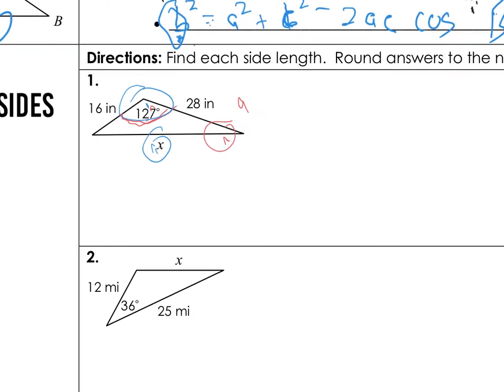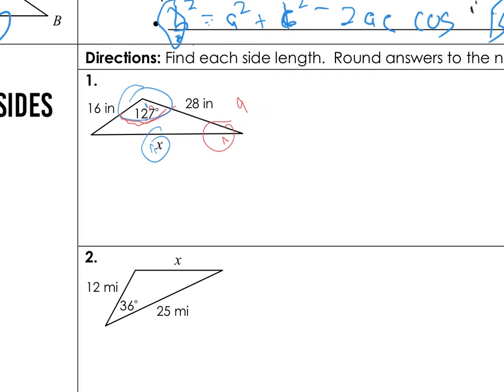So when I write this out, I don't care what you call the sides, A, B, Z, it doesn't matter. I'm going to do this. This is the side that's opposite of the included angle. So X squared must be equal to the sum of the square of the other two sides, 16 squared plus 28 squared. That's this one and this one.